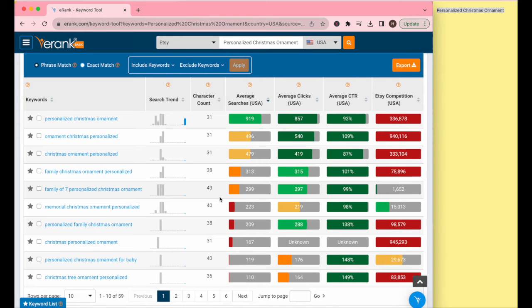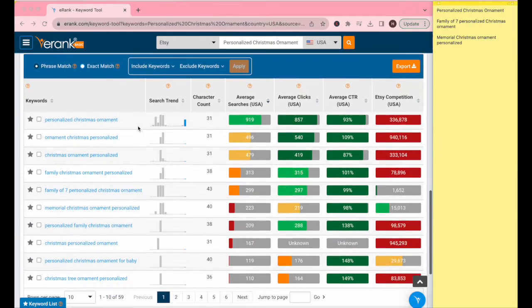Okay. So just looking at this, I would actually consider making this family of seven personalized Christmas ornament. I mean, that's a decent amount of searches for this, like, low competition. So I would consider that one. Memorial ornaments. Because you have to think, right now it is October. These are going to go up as we get into November and December. So, you know, ornaments people are starting to look for now, but they will continue looking for them. So I know from experience, memorial ornaments do well, so I'd also consider this term.